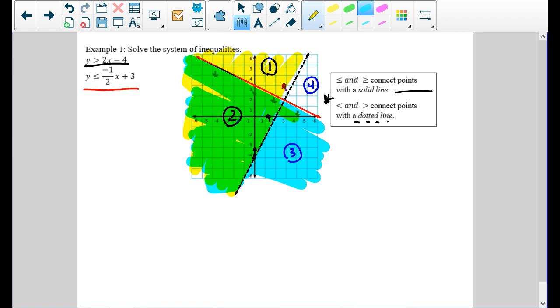Now, I can just look at it, look where my arrows are going, look where my shading needs to be, and find my area that needs to be shaded. Again, if I have two lines, I'm going to have four sections. If I have another line in there, I'm going to have 6 or 7 or 8 sections that I can pick from. Now, one thing I could do is take points from each section and plug it in and figure out, well, this is where I need to shade.